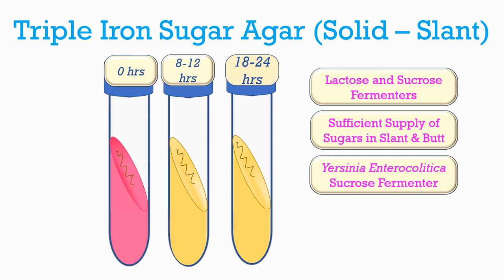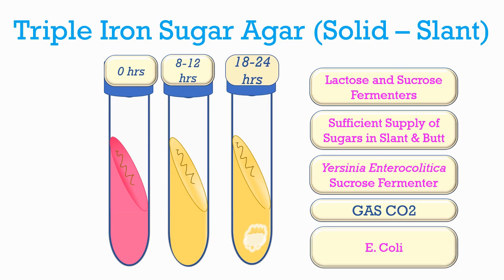Some bacteria can utilize all the three sugars, that is lactose, sucrose and glucose. These are likely to produce profuse carbon dioxide in the medium and can even disrupt the medium. Example of such bacterium is E. coli.